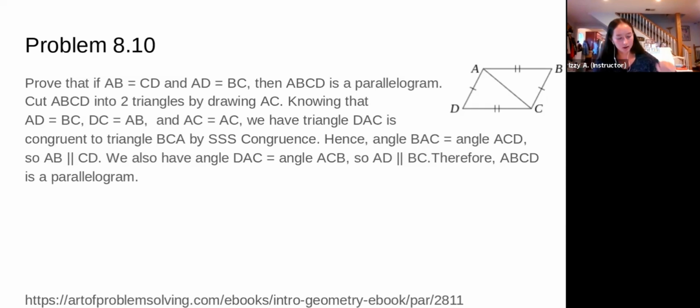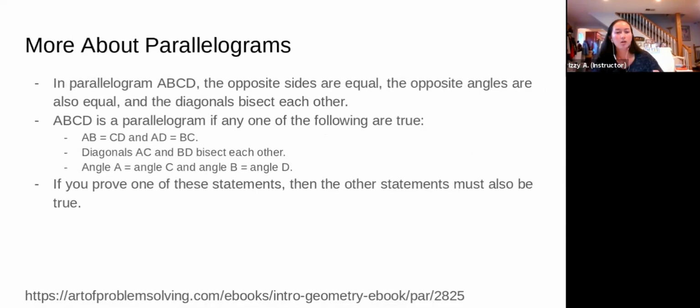Okay, so I'll go ahead and go into the next slide. So we're going to learn more about parallelograms. In parallelogram ABCD, the opposite sides are equal, the opposite angles are also equal, and the diagonals bisect each other. ABCD is a parallelogram if any one of the following are true. AB equals CD and AD equals BC. Diagonals AC and BD bisect each other, and angle A is equal to angle C and angle B is equal to angle D. If you prove one of these statements, then the other statements must also be true.